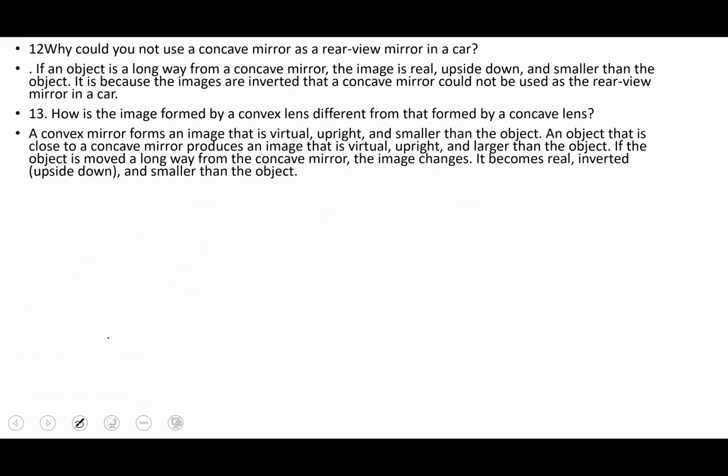Now, let us read this answer. A convex mirror forms an image that is virtual, upright, and smaller than the object. An object that is close to the concave mirror produces an image which is virtual, upright, and larger than the object. If the object is moved a long way from the concave mirror, the image changes. It becomes real, inverted, upside down, and smaller than the object. And the same is the case with lenses as well.